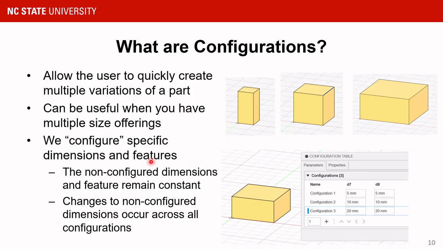It's important to note 2 things: that we configure specific dimensions and features. The non-configured dimensions, such as the height in this case, remain constant throughout all configurations, and changes to non-configured dimensions are represented across all configurations as well. So if I were to change the base height dimension of this cube, it would reflect across every one of these. All of these height dimensions would change, while the configured dimensions would remain the same.